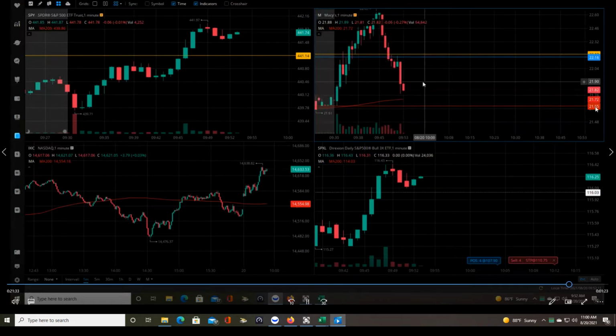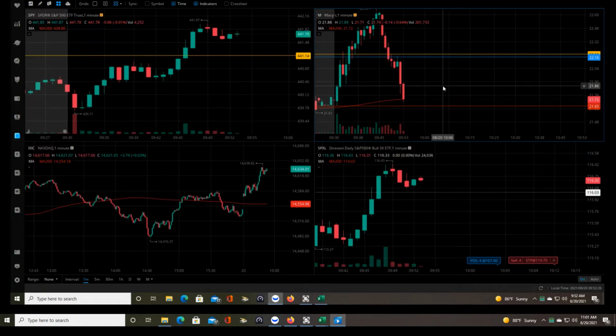If it would have come down even to 2165 and bounced off of that area, then I could enter in for the first 1-minute candle to make a new high. But as soon as it breaks this level, my plan says the ABCD pattern has failed and the stock is weak, and the likelihood of getting a 2-hour trade after that is low.